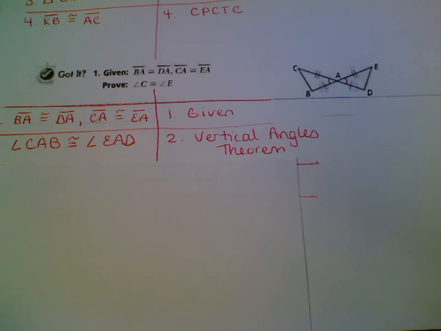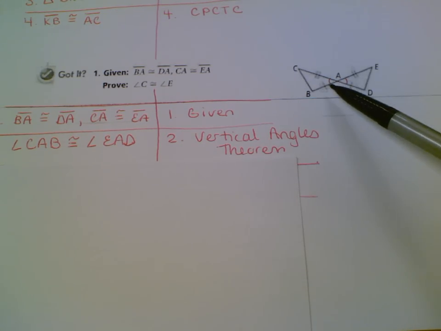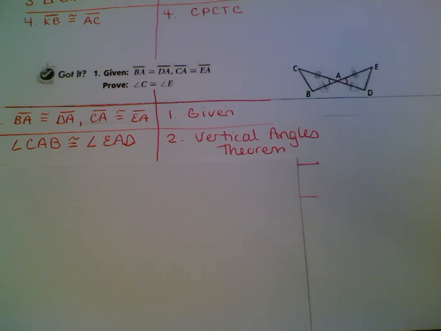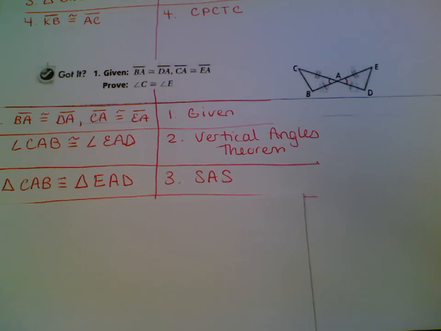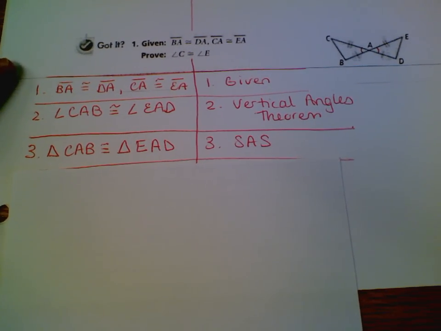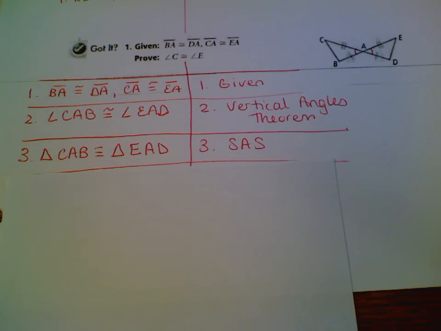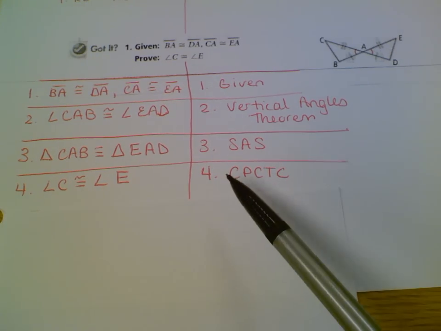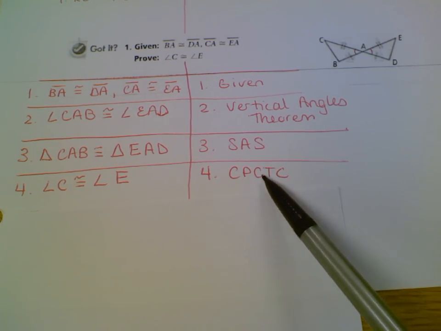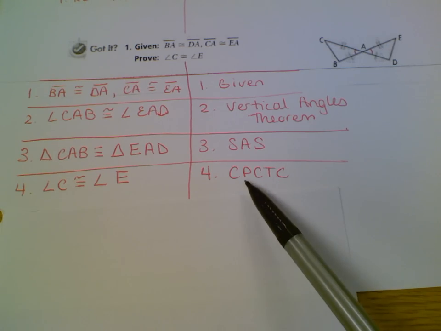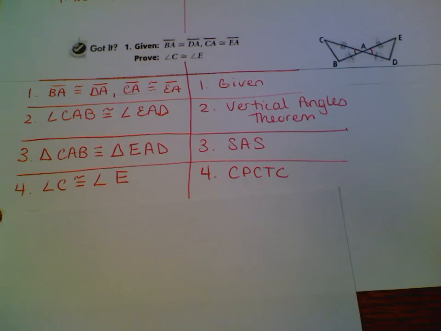Next thing I would look at is, okay, now what do I have? Well, I have a side, an angle, and a side. Well, now I know that those two triangles are congruent by side, angle, side. So that would be the next thing that I would write down. Remember, I'm trying to show C is congruent to E, and those are corresponding angles, so I can just jump to that conclusion, and my reason again is corresponding parts of congruent triangles are congruent, so CPCTC.